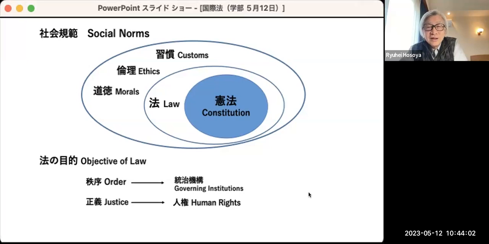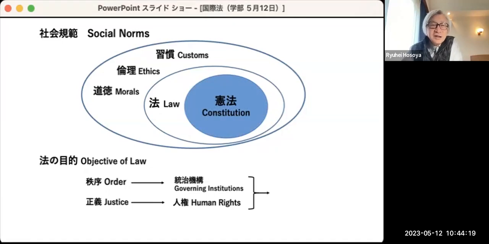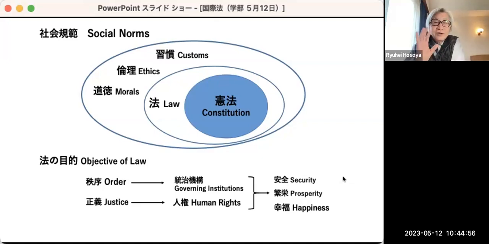I would say, well, for one thing, it's to achieve security for everybody living in society. Also to somehow gain prosperity, hopefully for everybody. And all that ultimately comes down to everybody's happiness. Okay, so we're getting a bit abstract here, but this is my own image of what law is all about.